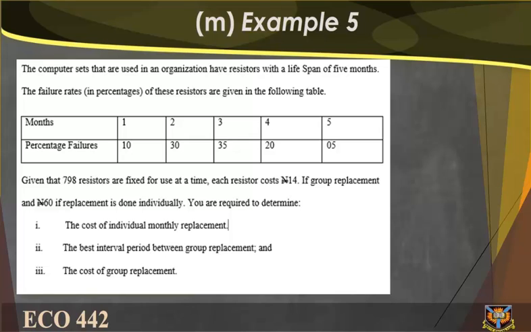Given that 798 resistors are fixed for use at a time, each resistor costs 14 naira if group replacement and 60 naira if replacement is done individually. You are required to determine 1. The cost of individual monthly replacement, 2. The best interval period between group replacements, and 3. The cost of group replacement.